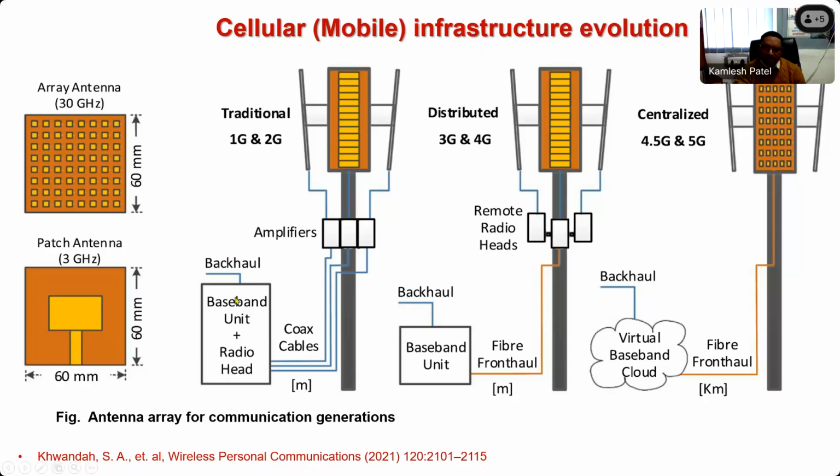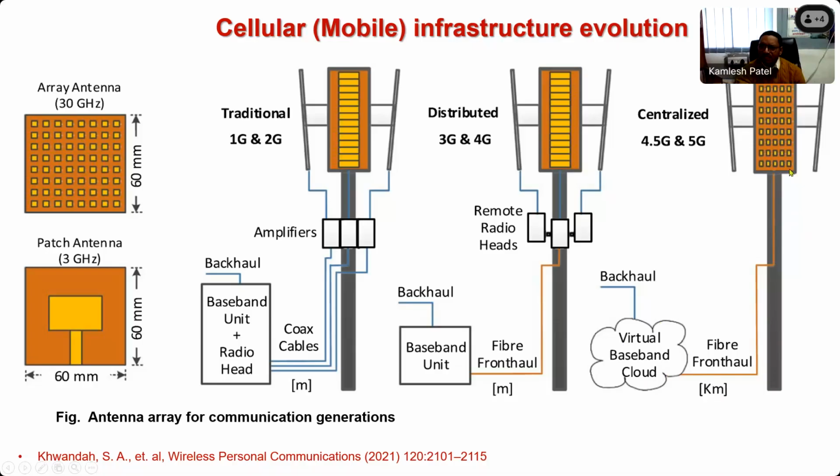To reduce this, optical fiber is connected for 3G and 4G communication. Although, maintenance of the coaxial cable is still required between the remote radio heads and the antennas. In the next 4G and 5G technology, that is also removed, and mobile companies are using the virtual baseband cloud, and the antennas are directly connected with a fiber fronthaul. So this is the advantage: all of the losses which occurred earlier in the coaxial cable, or the noise generated by the amplifier, are removed in the new technology under 5G.